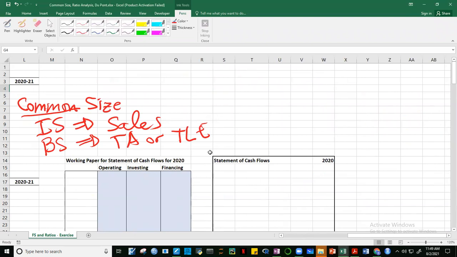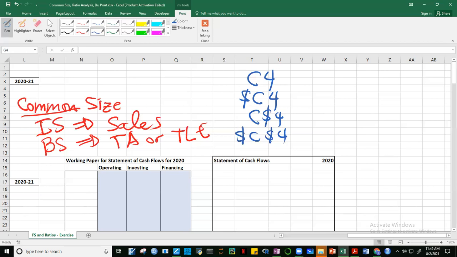Okay, let me just explain that for the benefit of those who don't know this yet. C4, and then ito yung mga possible na cell addresses natin: C4, $C4, C$4, and $C$4. Notice, guys, pag may dollar sa harap ng isang position, narito itong $C, ibig sabihin nun, naka-fix si column C. Ito, guys, walang dollar before C, walang dollar din before 4.